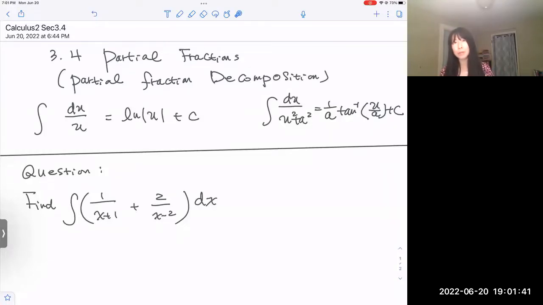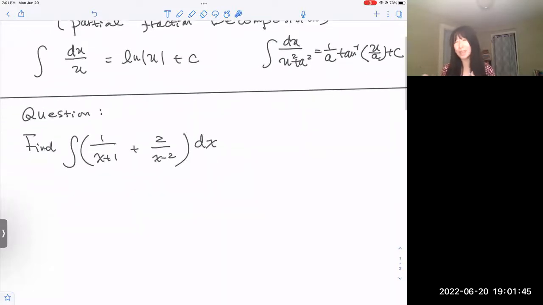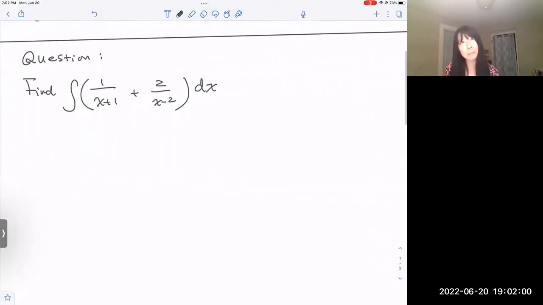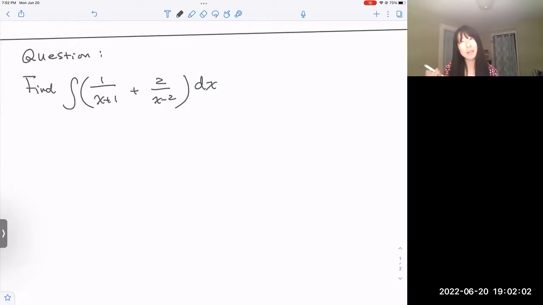Now look at this one. I'm asking you right now: how do we integrate this one? Can we not integrate it, or do we integrate each part separately, like 1 over x plus 1, and then 2 over x plus 2 separately? All right, so what do we have then?